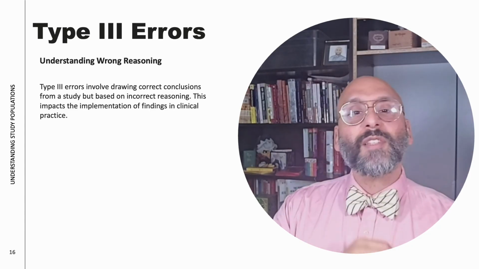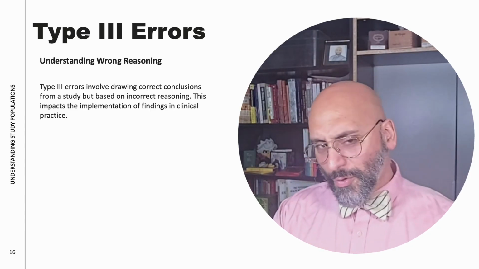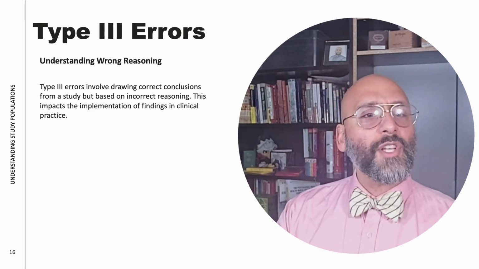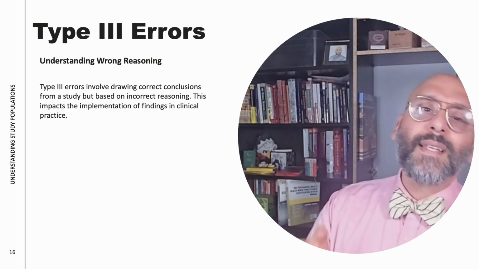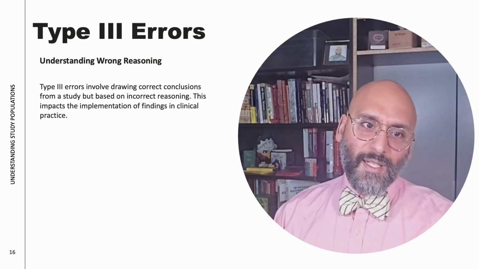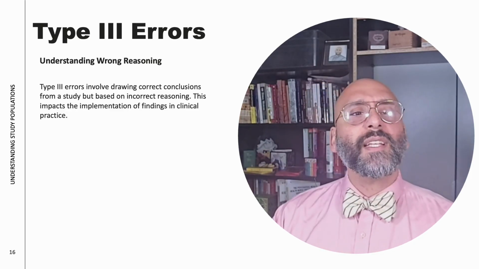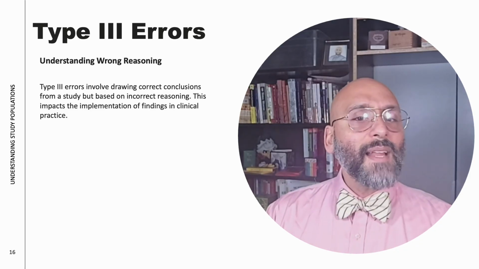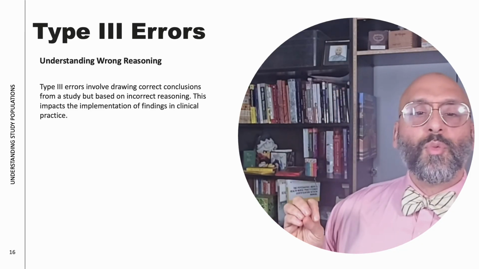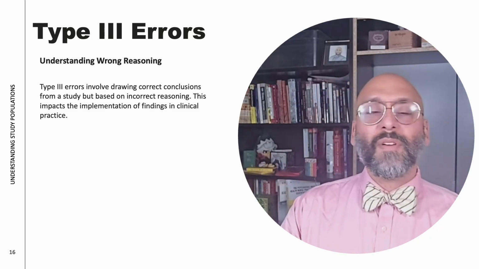So for clinicians, this means the primary risk is no longer, is this result true? It's, am I reasoning correctly about what this result means? So avoiding a type 3 error requires clinical judgment, not just statistical literacy. It requires you asking whether conclusions make sense biologically, clinically, and ethically, not just whether they are well written. So in the age of AI, reasoning, not recall, is going to become the core professional skill.